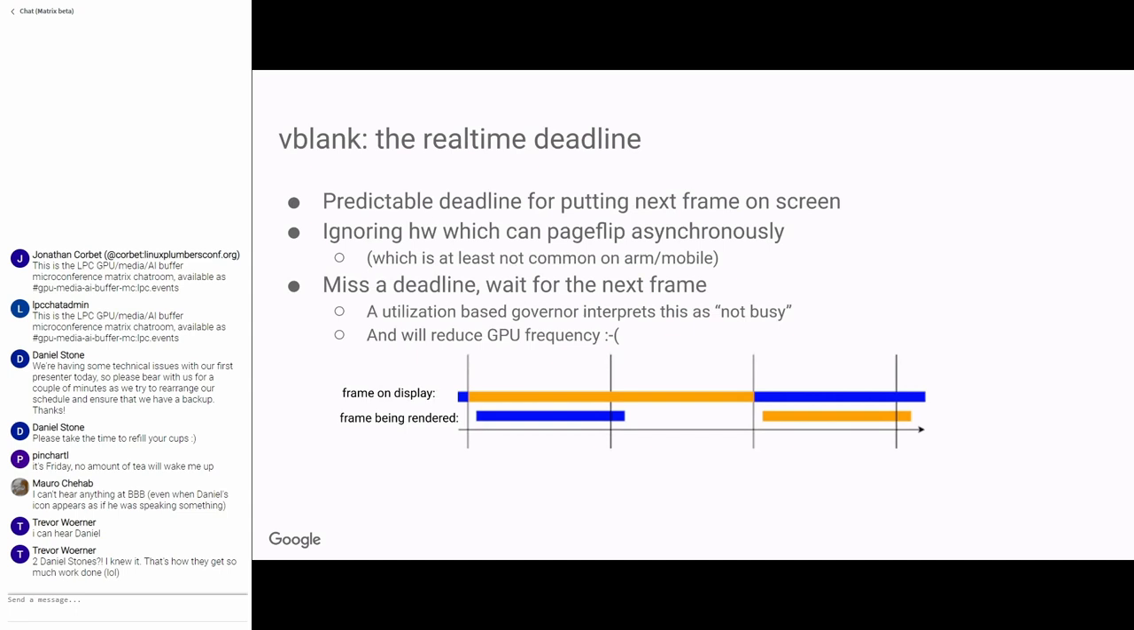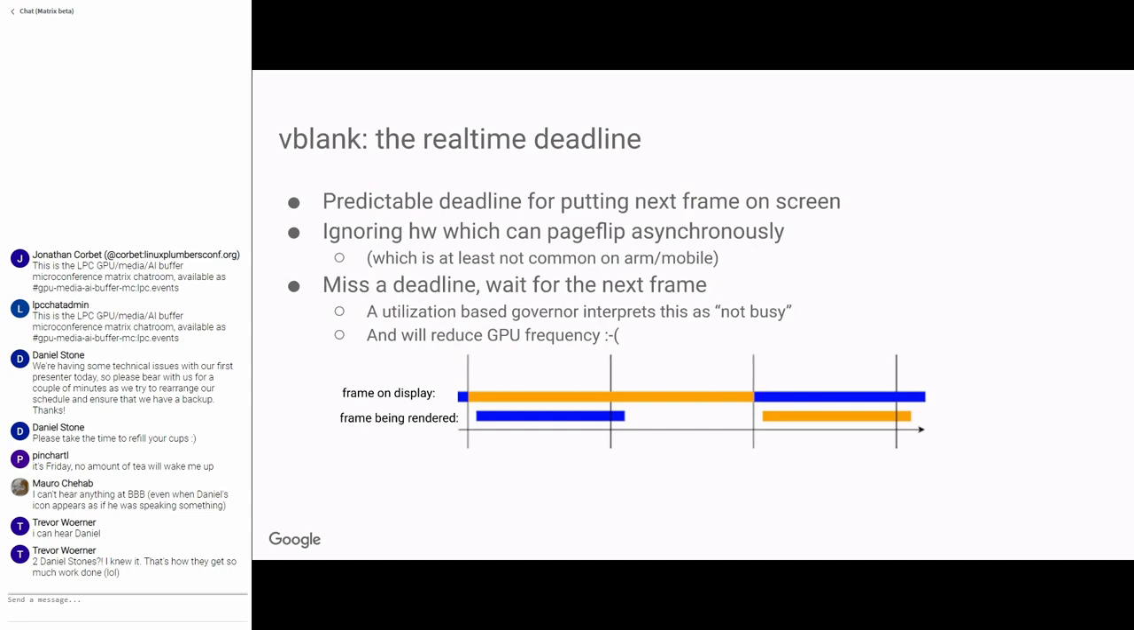So in this example here, this is a double buffering use case. And if I use numbers in various places, I'm just assuming 60 FPS or 60 hertz because that's the most common frame rate. But it all extends to 90 or 120 hertz.